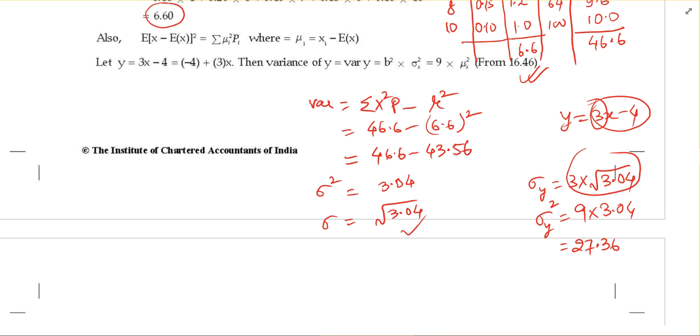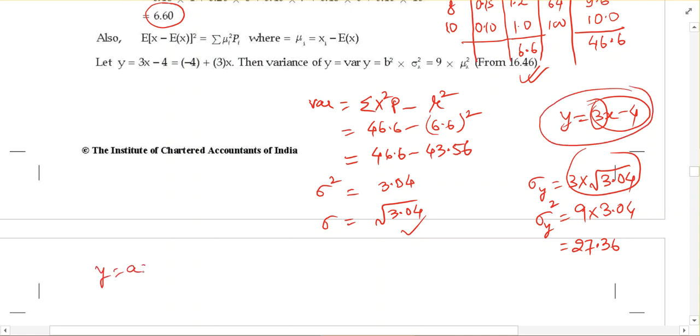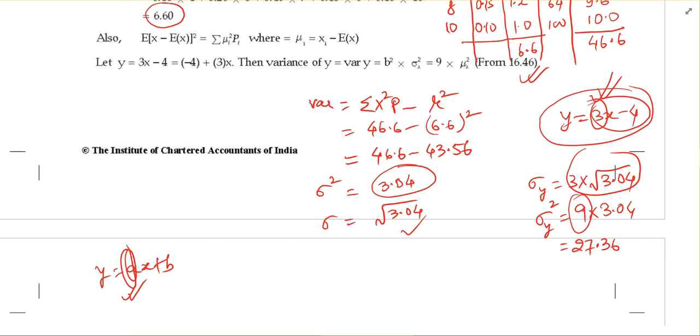This is change of origin and change of scale that you have to remember. I told you in chapter 11, statistical description of data, and thereafter it was the central tendency and dispersion chapter. In that chapter I told you about change of origin and change of scale. Whenever values are given like this, y is equal to ax plus b, then in case of dispersion changes are done according to this. So SD will be multiplied by 3, hence variance will be multiplied by 3 square. So 3.04 is multiplied by 9. So 9 into 3.04 is 27.36.